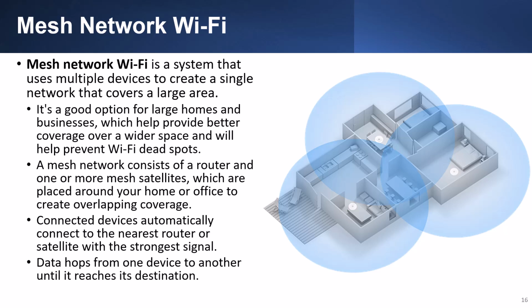Mesh network Wi-Fi is a system that uses multiple devices to create a single network that covers a large area. It's a good option for large homes and businesses, which helps provide better coverage over a wider space and will help prevent Wi-Fi dead spots. A mesh network consists of a router and one or more mesh satellites, which are placed around your home or office to create overlapping coverage. Connected devices automatically connect to the nearest router or satellite with the strongest signal. Data hops from one device to another until it reaches its destination.